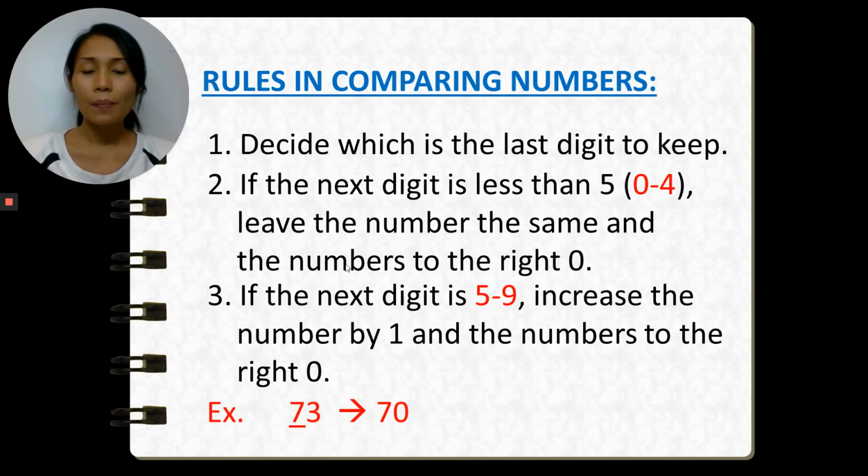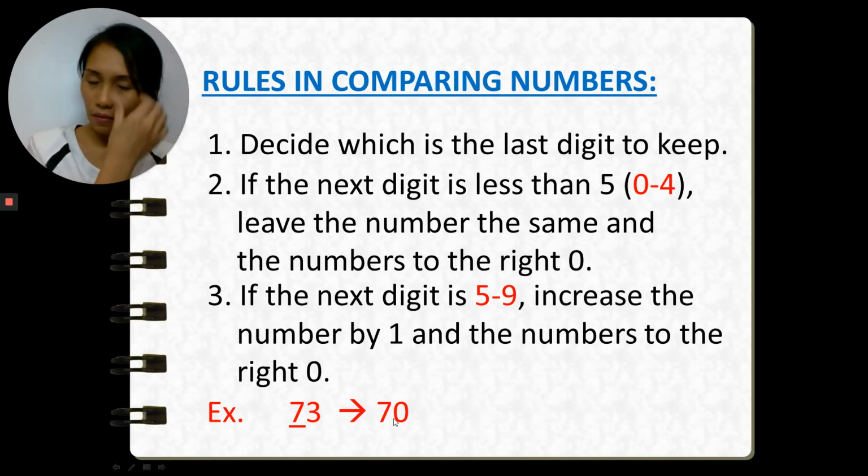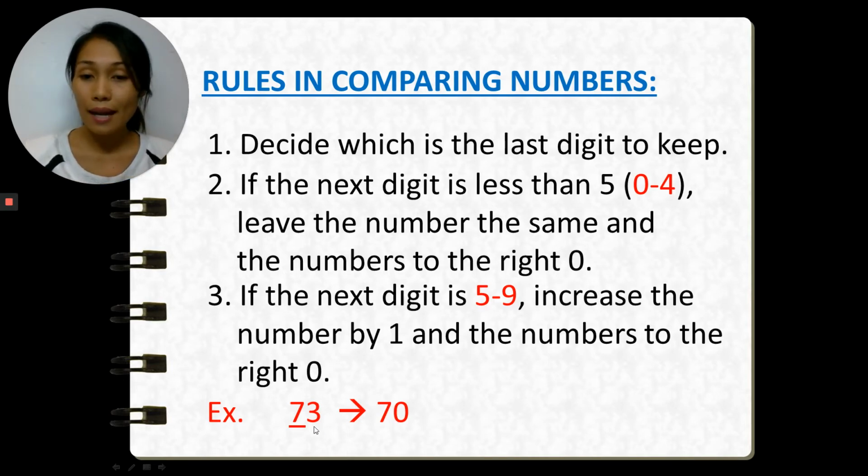Okay, example here. In 73, we will round it down to 70. Why not 30? Because the next number after 7 is 3, and 3 is less than 5. So that means the number should be left the same, and then you change 3 to 0.